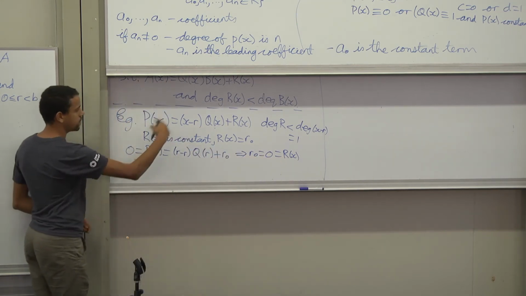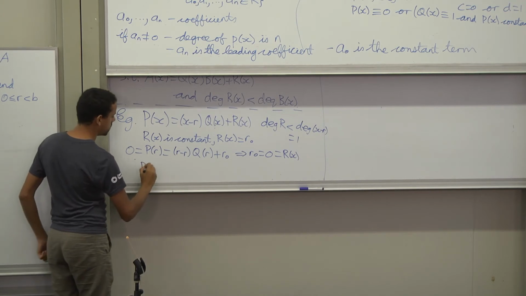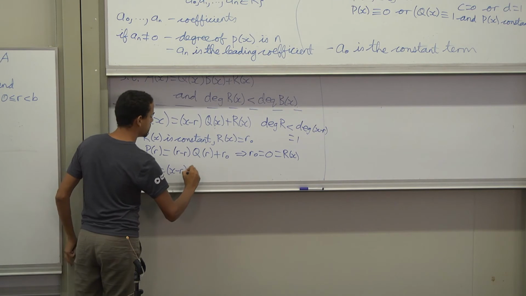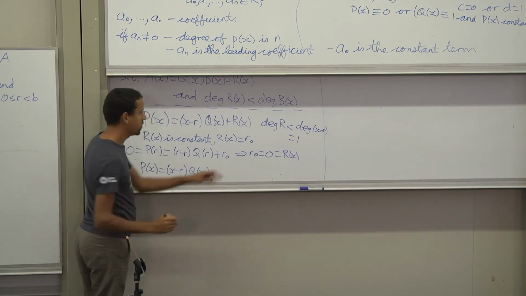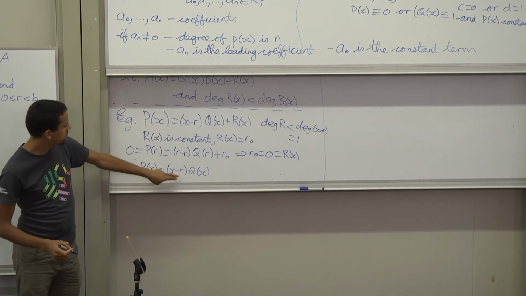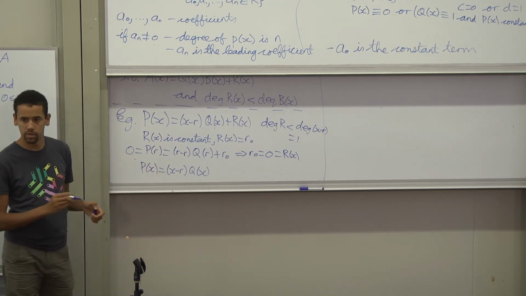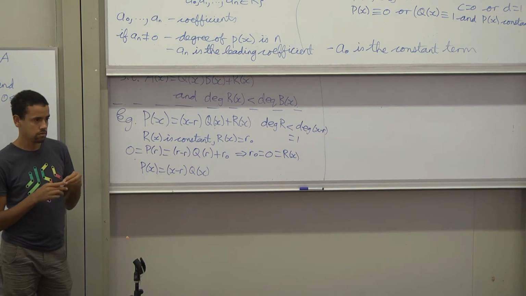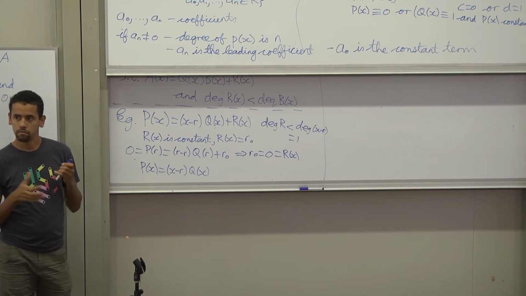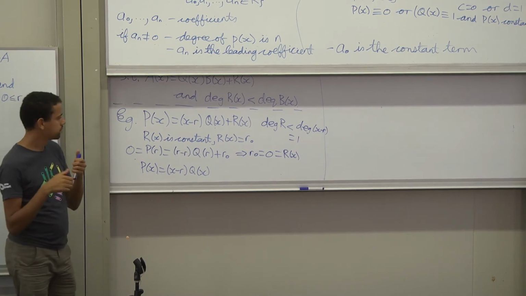So if I rewrite this equation we have, p of x is x minus r times q of x. R of x is constantly 0, so that goes away. And here we have that x minus r is a factor of p of x. Good.